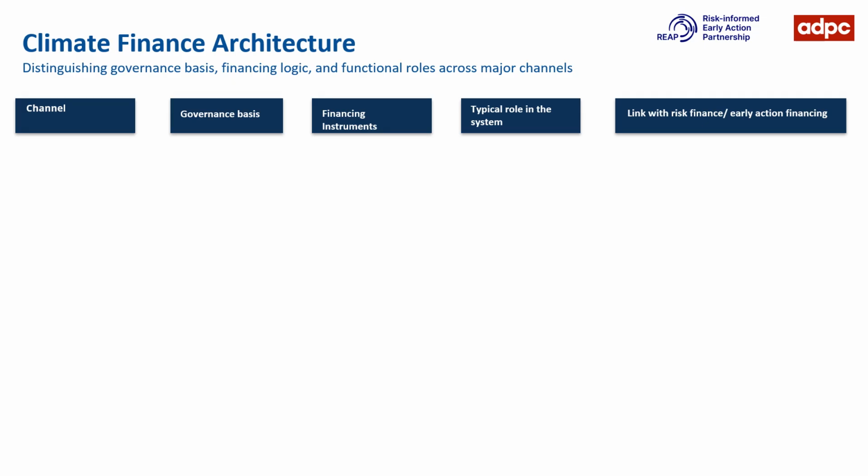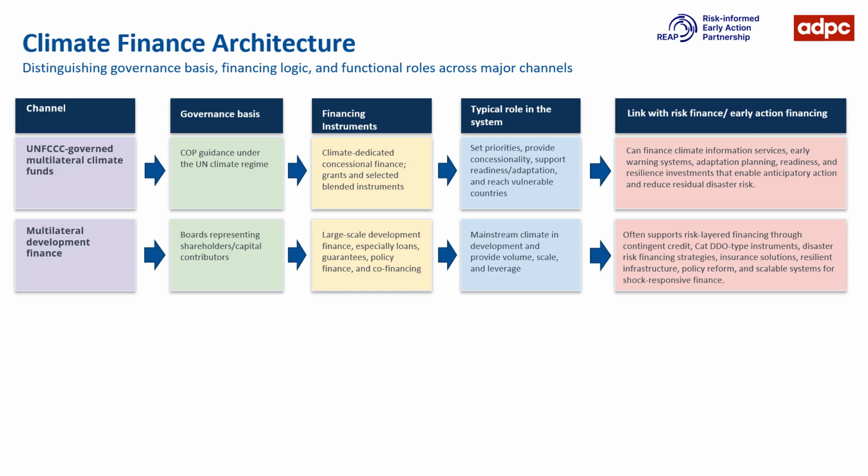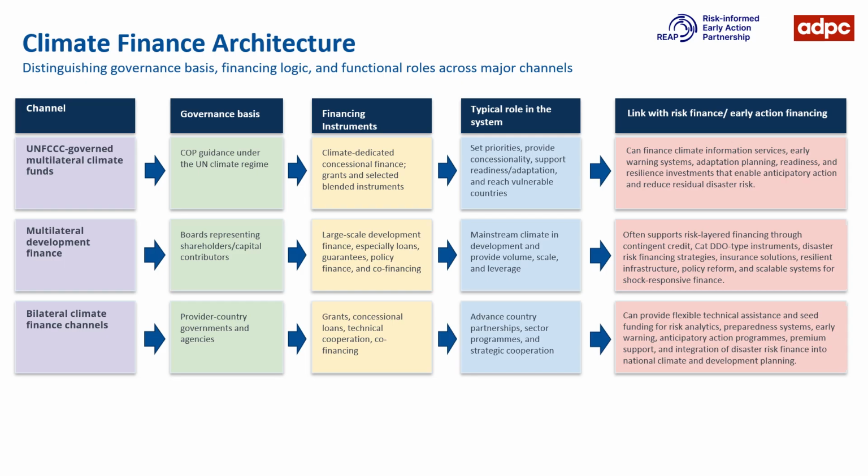This slide helps us move from listing institutions to understanding how they function. UNFCCC-governed climate funds operate under the UN climate regime and often provide dedicated concessional finance, readiness support, adaptation funding, and support for developing country priorities. Multilateral development banks operate through shareholder-based governance and provide scale through loans, guarantees, policy finance, infrastructure finance, and co-financing. Bilateral channels support technical cooperation, grants, concessional loans, and country partnerships.